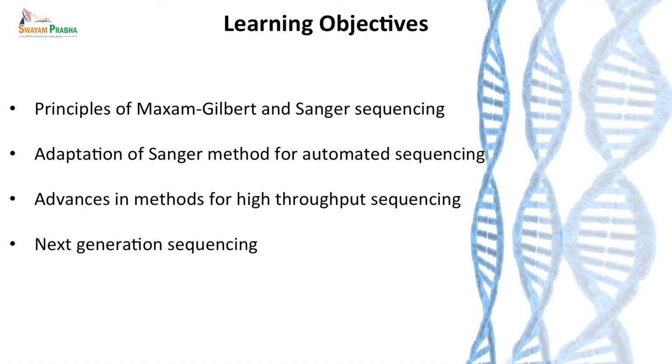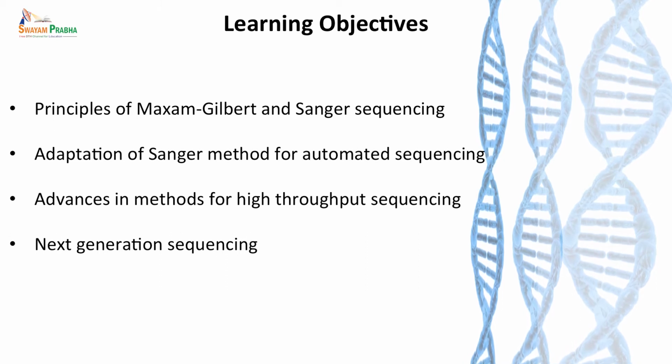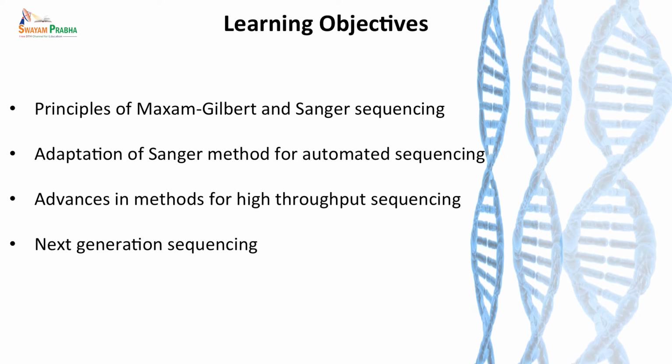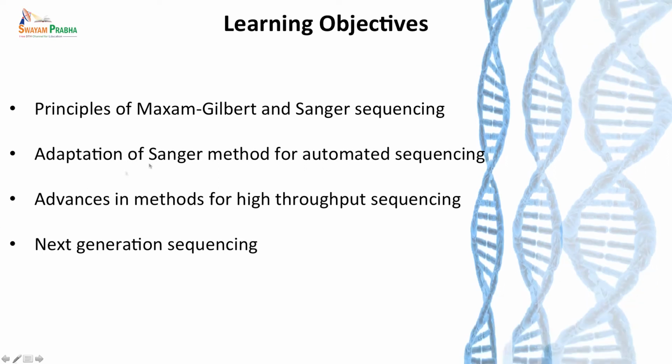Okay, so in this module, now we'll be talking about DNA sequencing. Initially, I will talk about the principles of Maxam-Gilbert sequencing and Sanger sequencing, followed by adaptation of the Sanger method of sequencing for automated sequencing, because you know that in current times, almost all sequencing is done by automated methods. And how these sequencing methods were then advanced further in order to give what is known as high throughput sequencing, followed by a brief introduction of next generation sequencing platforms.